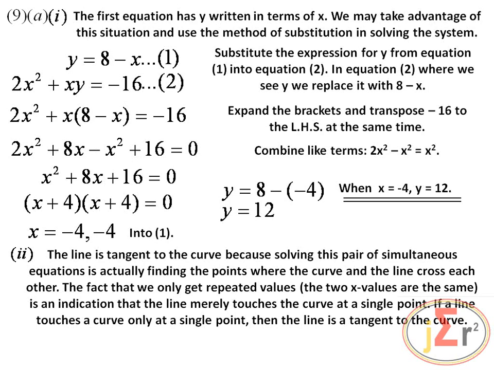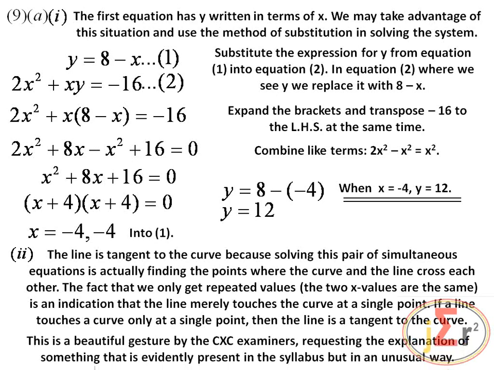So the fact that we only get repeated values, the two x values are the same, is an indication that the line merely touches the curve at a single point. If a line touches a curve only at a single point, then the line is a tangent to the curve at that point. This is a beautiful gesture by the CSEC examiners, requesting the explanation of something that is evidently present in the syllabus, but in an unusual way. It is not strange or difficult. It is just that we do not usually see one like this on the examination. That makes it unusual.